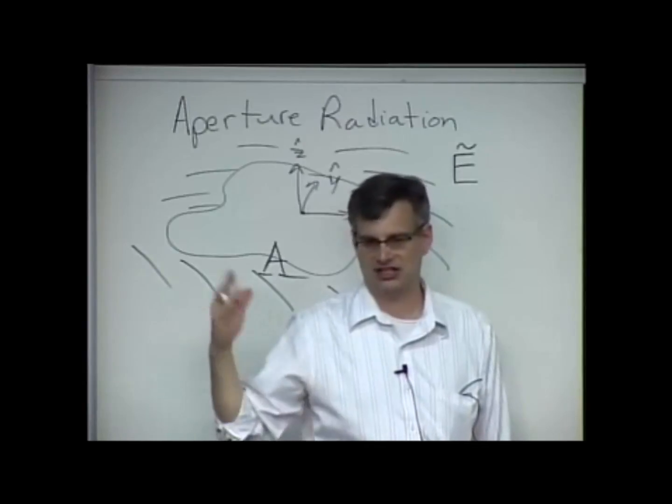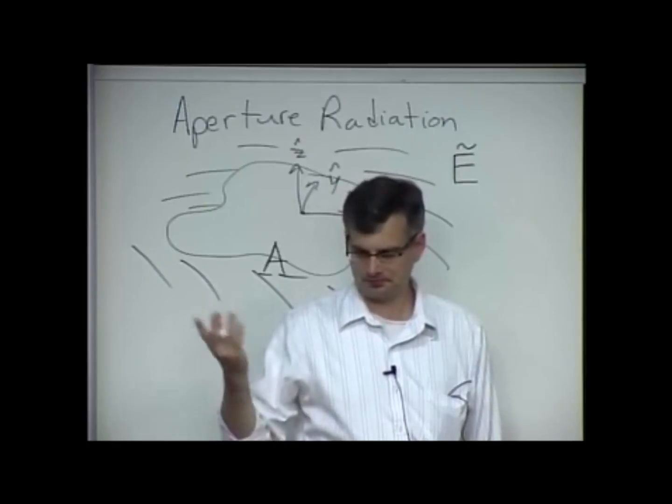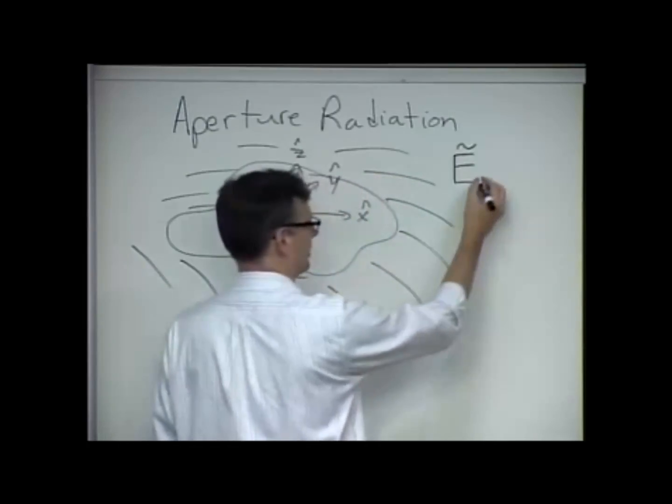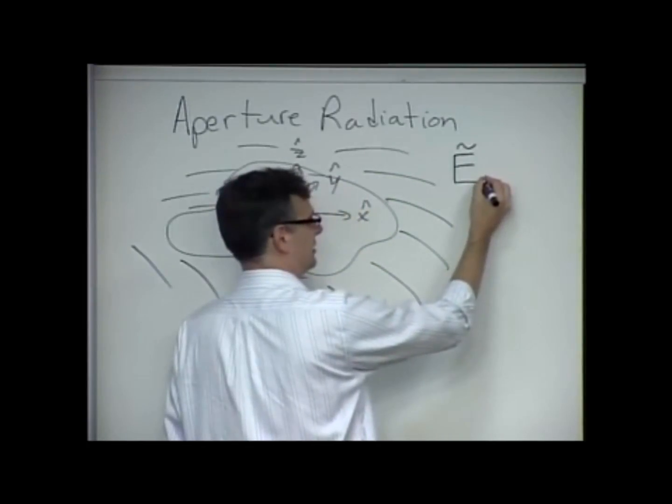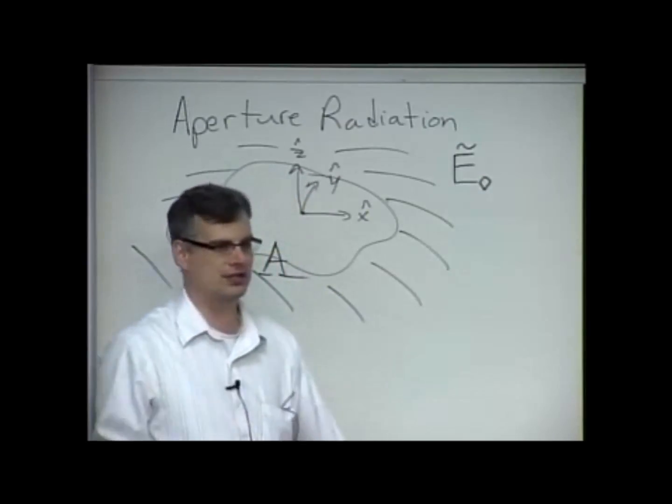I could have done H. It doesn't matter. This is a scalar electromagnetics formula, so it's relatively straightforward no matter what. I'm just going to be consistent and use E. And I'm going to put a little diamond subscript because this is polarization independent.